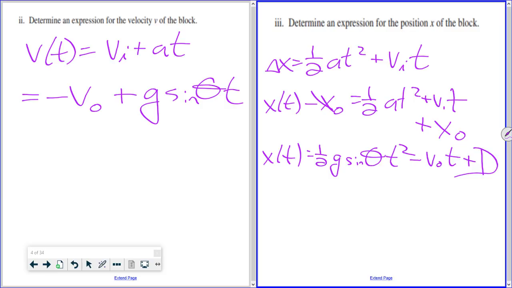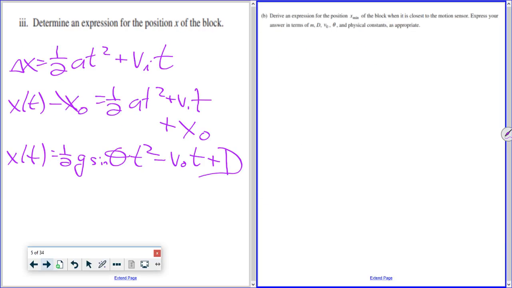Cool? Any problems? All right, B: derive an expression for the position x min of the block when it's closest to the motion sensor. There are a gazillion ways to do this. Basically, you need to solve for the time when the velocity is 0, and then plug that time back into here. Cool?